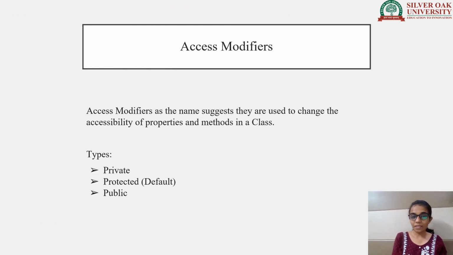Modifiers. Now, access modifiers, as the name suggests, are used to change the accessibility of the properties and the methods in a class. There are three types of access modifiers: private, protected, and public. So what are access modifiers?